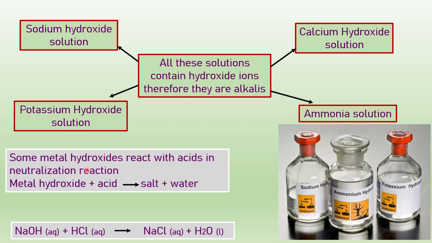Some metal hydroxides react with acids in neutralization reaction. Metal hydroxide, when it reacts with an acid, forms salt and water. And the example we give for this reaction is sodium hydroxide, NaOH. It reacts with dilute hydrochloric acid, HCl.